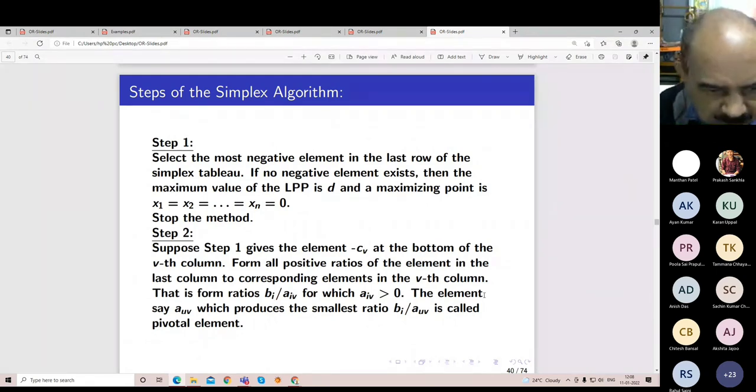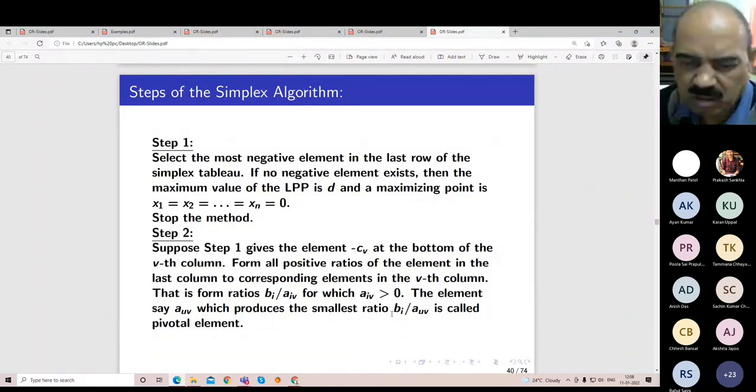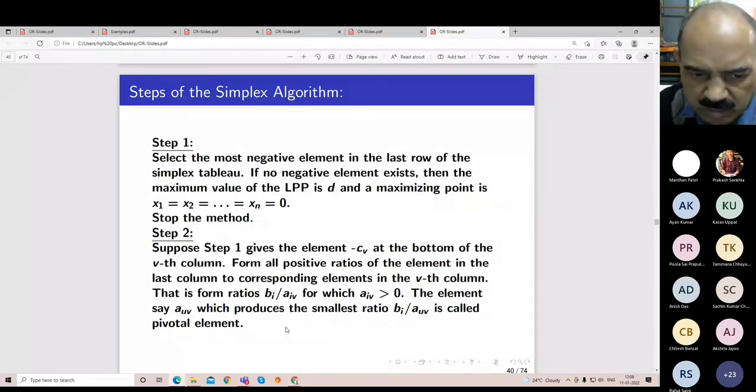The element, say AUB, which produces the smallest ratio, that is BI divided by AUB, is called the pivotal element or the key element. That is crucial. So whichever the minimum positive ratio, with respect to AUB, it's called the key element or the pivotal element. That is the step 2.